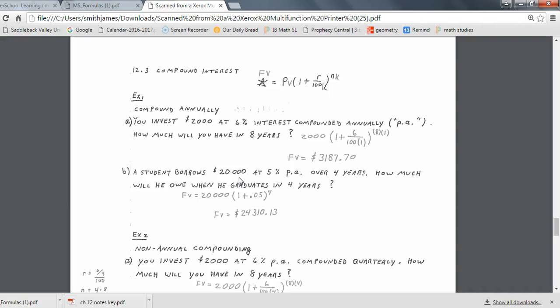So if a student borrows $20,000 for college at 5% interest. Again, here's that phrase, PA, which means per annum, so once per year. That's going to make our K value 1 again, for 4 years. So we're looking at a student going to college, borrowing $20,000. How much are they really going to owe when they graduate 4 years later?